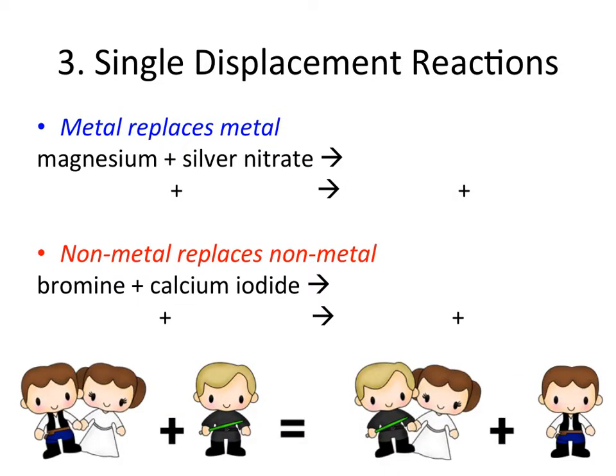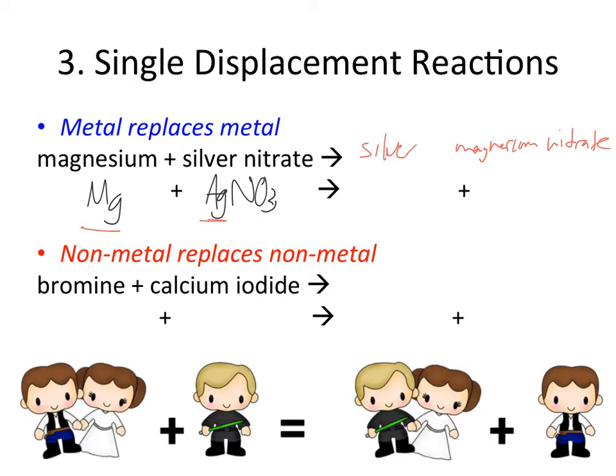So in here we have metals replace metals. Magnesium and silver nitrate. Well, we're going to write Mg over here, and silver nitrate, which is AgNO3. I'm sure you can figure that out. Now, here what we're looking at is this is a metal, so it's going to replace the other metal. So what should we get? Well, let's just write out a name here. We should be getting silver by itself because the magnesium is going to displace the silver, and we should get magnesium nitrate.